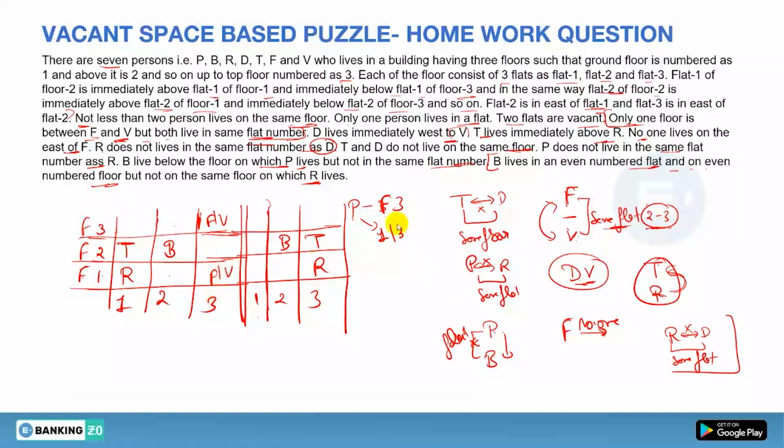Now we need P on floor number 3, either flat first or third. So it is obvious that now the only possibility for P is here. Yes or no? Done or not? Is it clear or not?